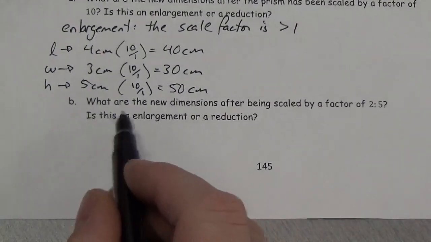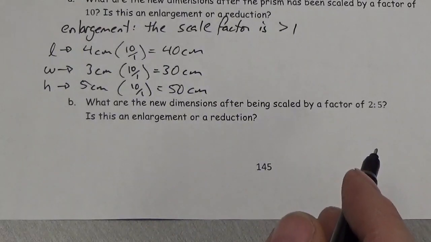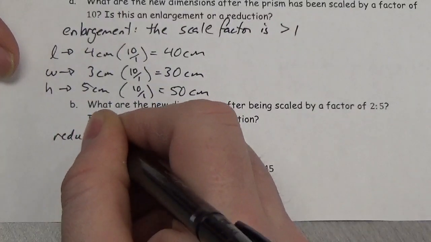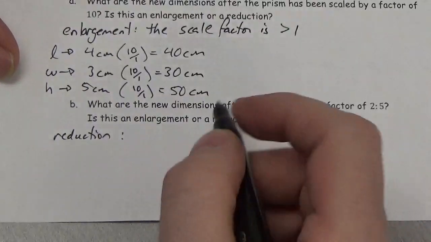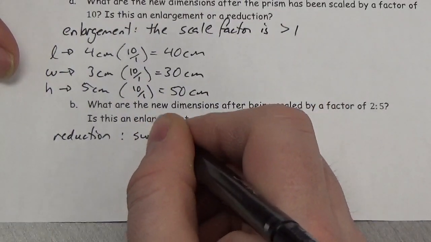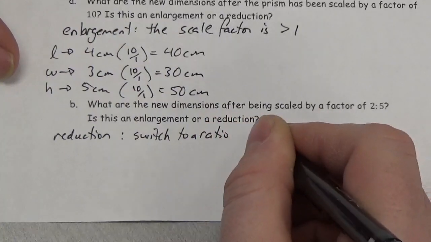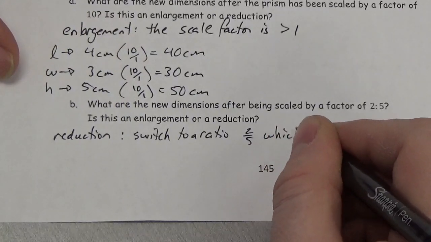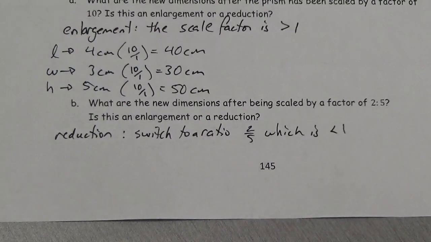So now it says, what are the new dimensions after being scaled by a factor of 2/5? Is this an enlargement or a reduction? Okay, so 2/5, I know right away this is going to be a reduction. Now, maybe you can't tell by looking at that right away, but if we switch to a ratio, 2 to 5 becomes 2/5, which is less than 1. As soon as it's less than 1, I know that that's going to end up being a reduction.